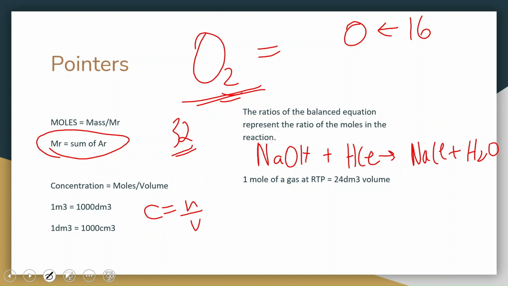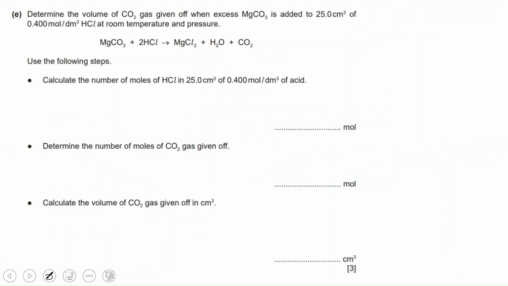And 1 mole of a gas at room temperature and pressure is equal to 24 decimeters cubed in volume. So if you have 0.5 moles, there will be 24 decimeters cubed into 0.5, which is going to be 12 decimeters cubed. That's it. So let's do some problems.